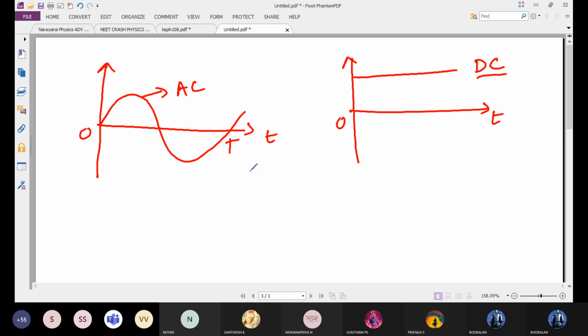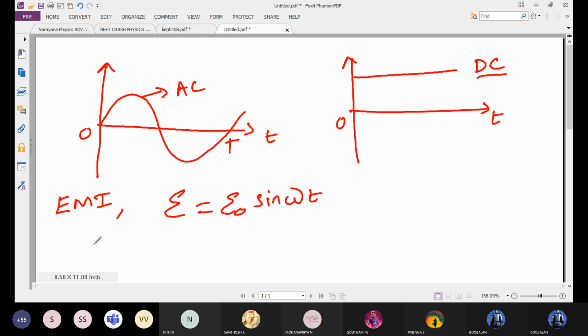From chapter number 6, EMI, electromagnetic induction, we get one formula, that is the alternating EMF induced. The formula is E equal to E naught sin omega t. E naught is the amplitude, the voltage amplitude.